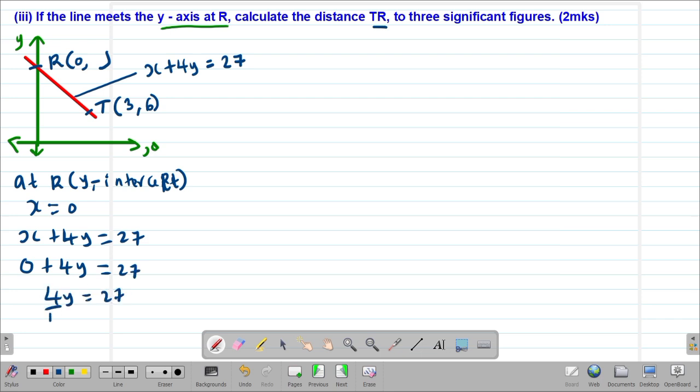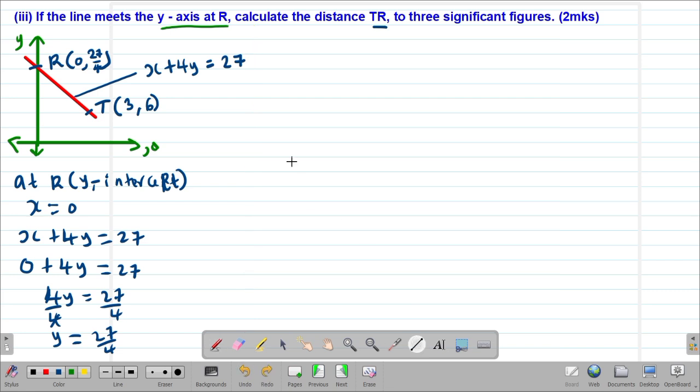If I divide through by 4, it means that the y coordinate at the point R will be given by 27 over 4. So that is the y coordinate for the point R. Now, having found the two coordinates, we can answer the required question.